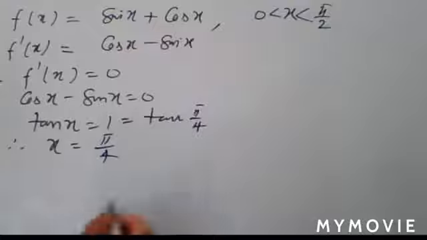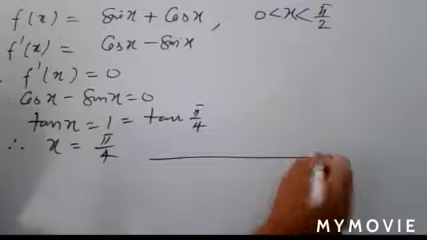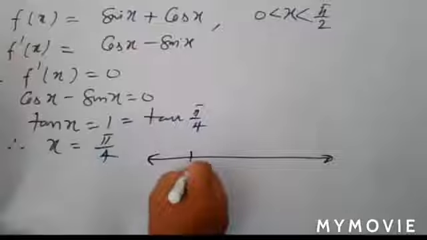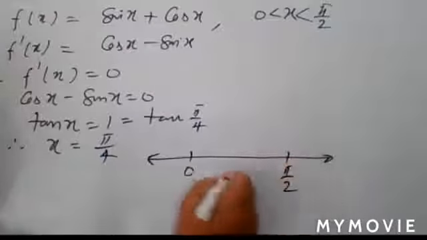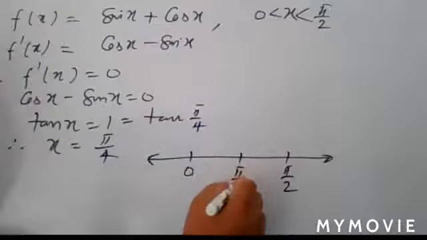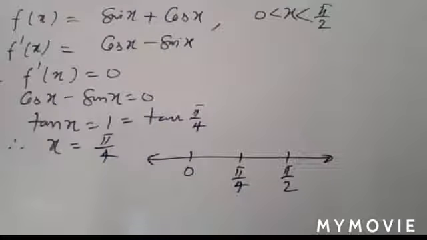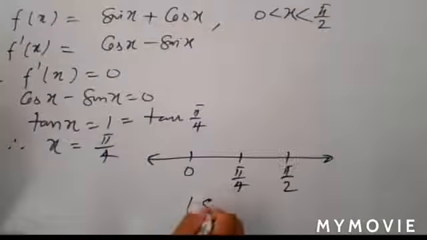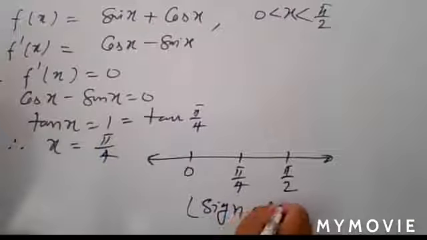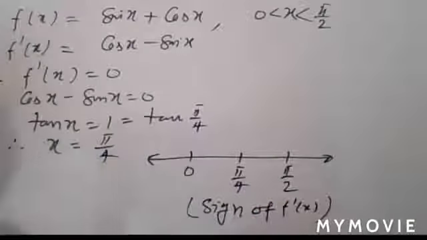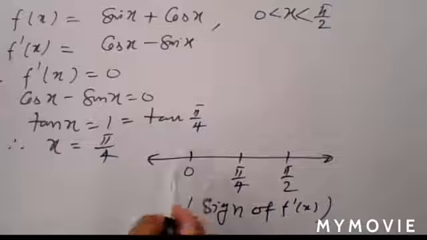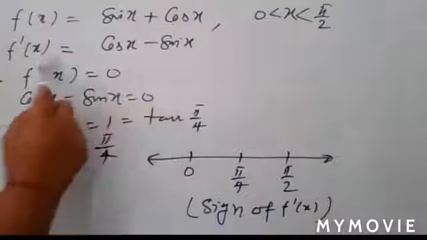Understand? Okay. Now you can very easily draw a number line, and here you have the point 0 and here pi by 2, and the point pi by 4 lying in between them. Now check the sign of the derivative, the sign of f dash x. Now for the interval 0 to pi by 4, means x is less than pi by 4, just see the value of f dash x.